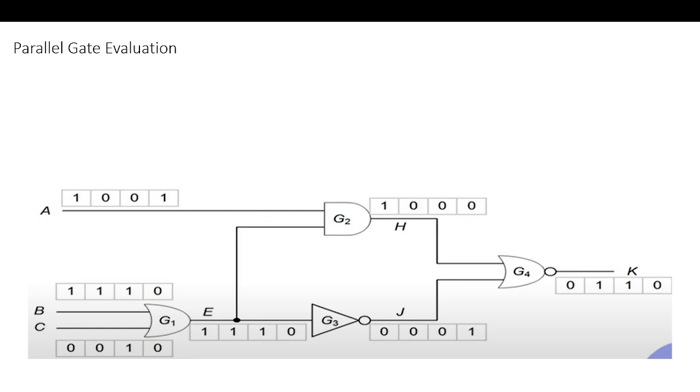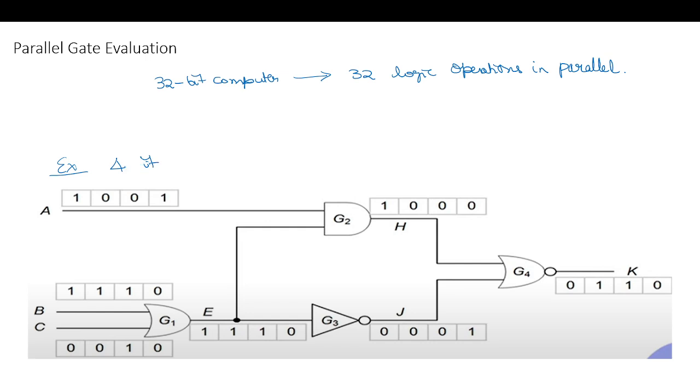So the next is the parallel gate evaluation, where, if we have a 32-bit computer, say, we can use the word size of the computer for evaluation. So we can evaluate 32 logic operations in parallel. For example, if we consider 4 bits and perform the operations in parallel: 0 OR 0 will give 0, 1 OR 1 is 1. Next, with these two, we perform an AND operation. So it should be 1, 0, 0, 0. So at a time, we get a 4-bit output.